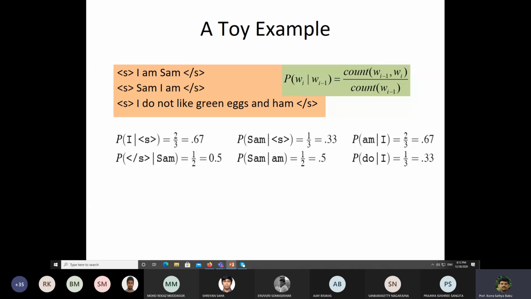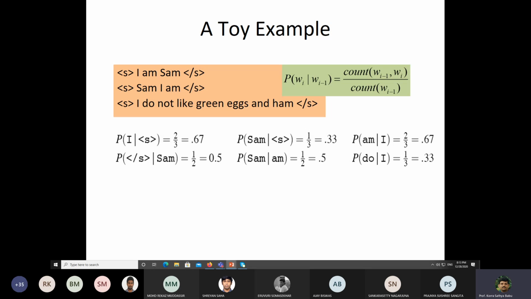Now you see here, what is the probability of Sam given am? Am. How many times did am occur? 2 times. First and second sentence. And how many times did Sam occur after am? In the first sentence only it occurred.